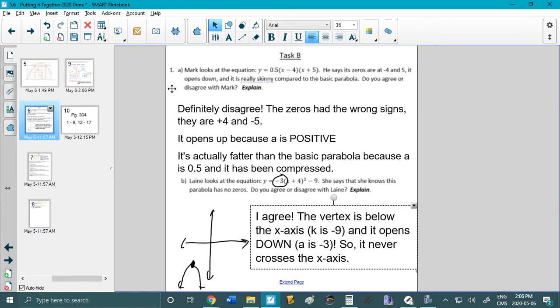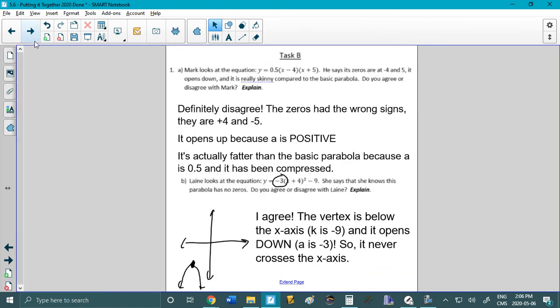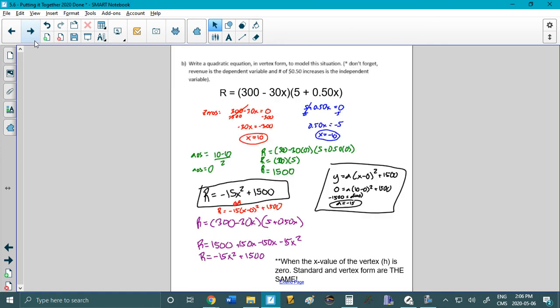Okay, folks. So there are task A, B, C, and D done for you. I know it looked like I didn't know what I was doing here with this one. I was just kind of trying to make the point that vertex and standard form are actually different most of the time. But when the x value of the vertex is 0, they end up being the same, which is kind of cool. So that's it.